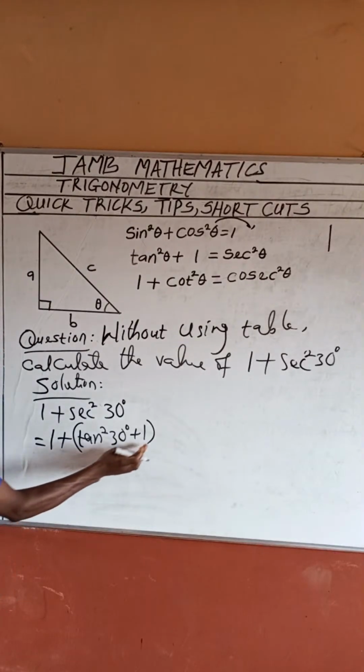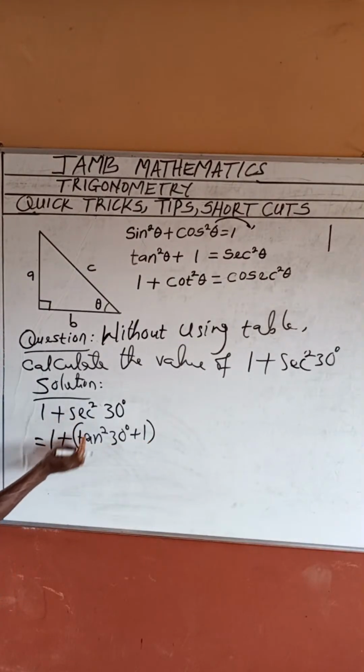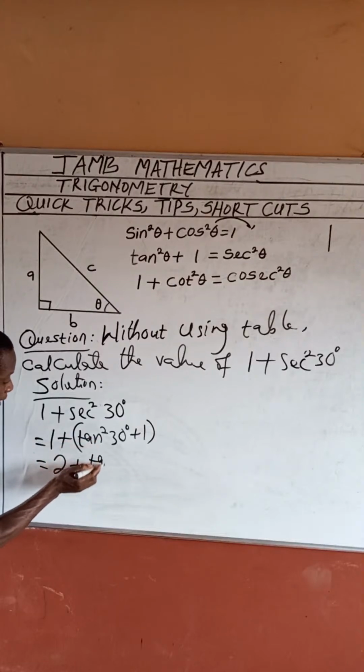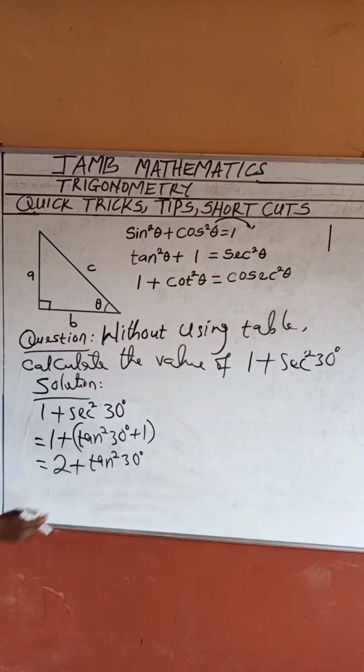So this is 1 plus 1. This bracket may not be needed because there is no minus here. So this becomes 1 plus 1, which is 2, plus tan square 30 degrees. Then we can go ahead and find tan 30.